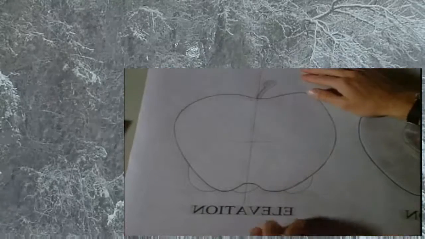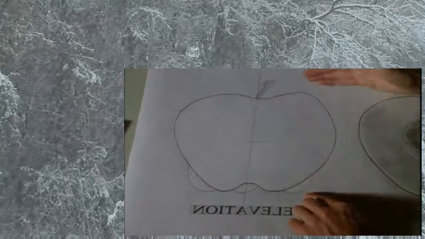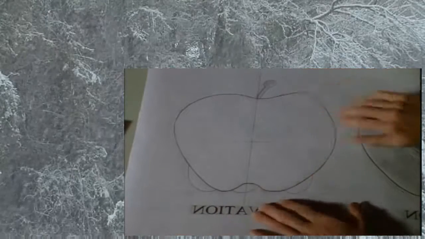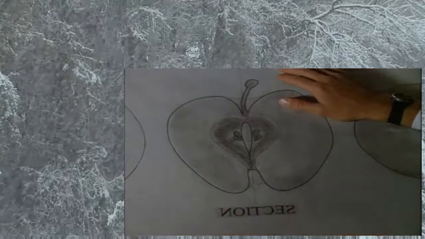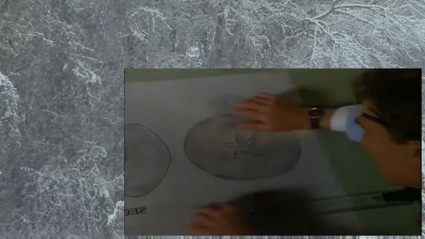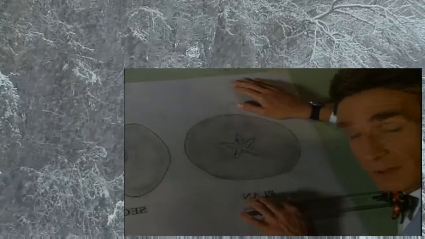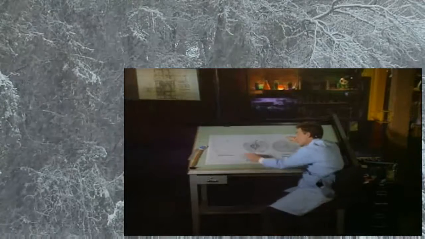This one is called the elevation view. It's called the elevation because it shows you how much the apple is elevated above the surface it's resting on. This one is called the section view. You've probably heard of a cross section. Well, here it is. Architects just call it a section. And this one is called the plan view. You've probably heard of a floor plan. Well, here it is. Architects use the words elevation, section, and plan.